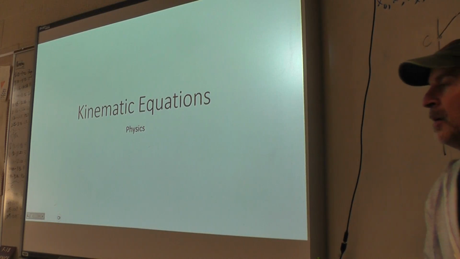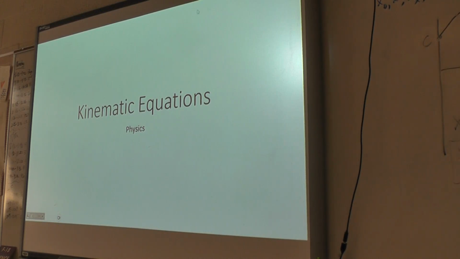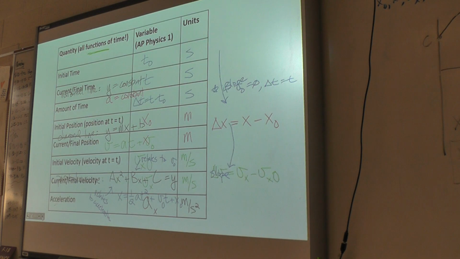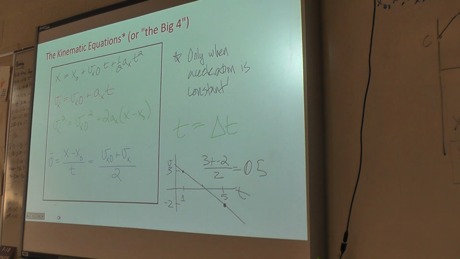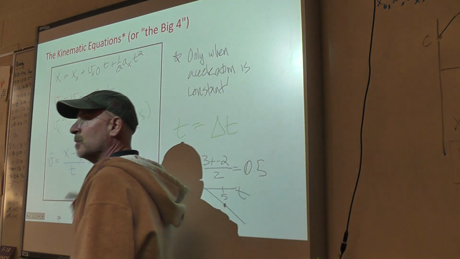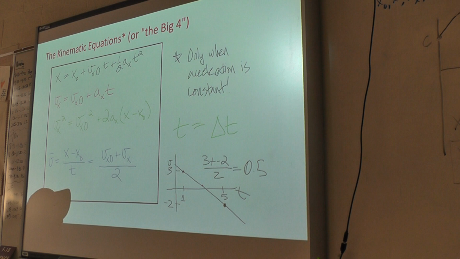So on Tuesday, here's where we left off. We figured out that if acceleration is constant, we have a bunch of equations that we can use to evaluate the motion of an object. And there's some things about this that are important to note.